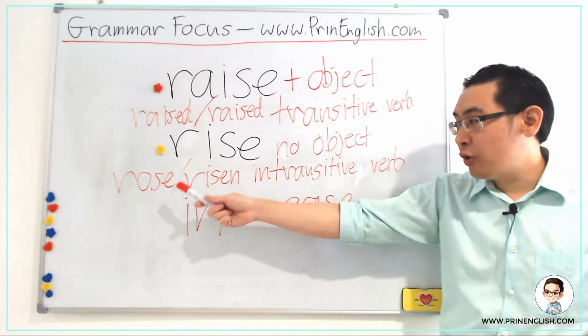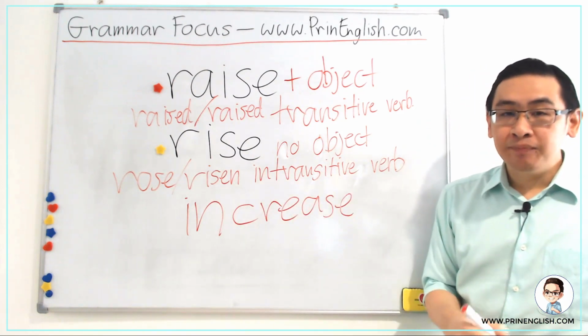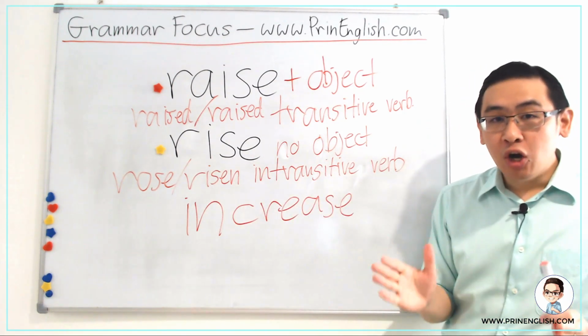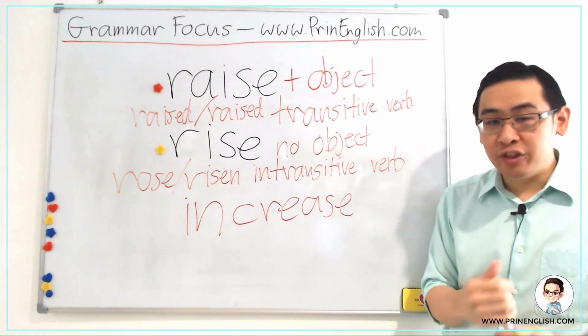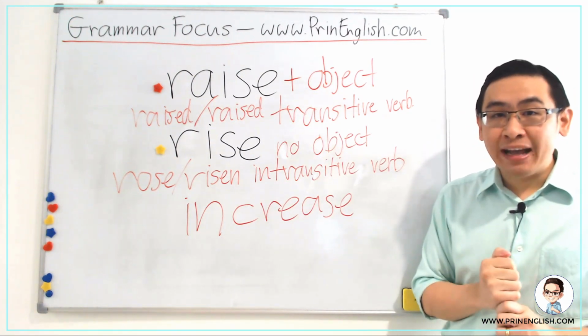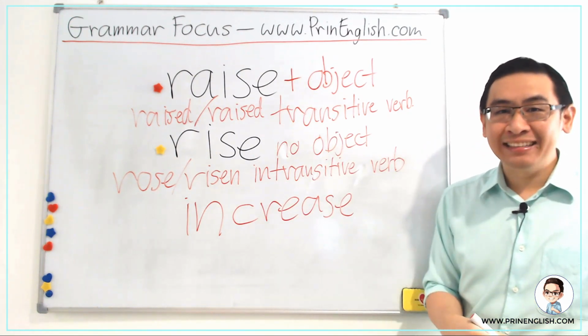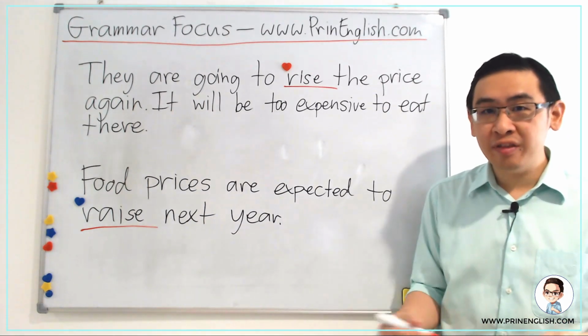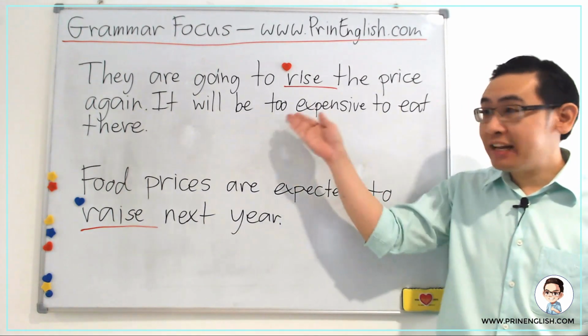Irregular, so it becomes rose and risen respectively. Okay, so now that we know how to use these two words for the meaning of increase, let's go back to the first two sentences. Do you remember these two opening sentences? Let's look at the first one.